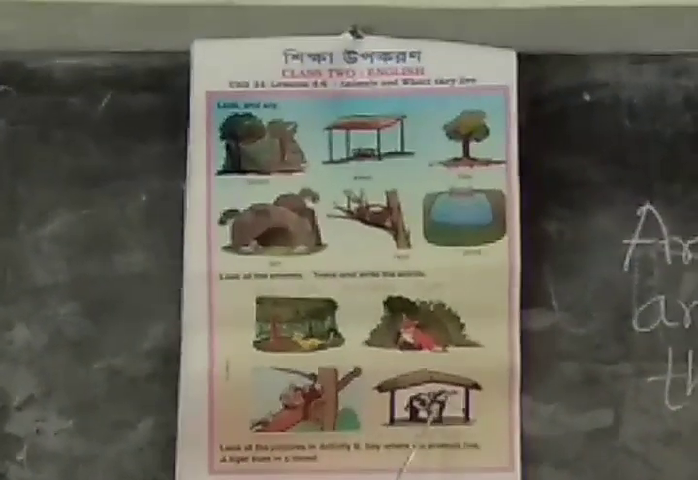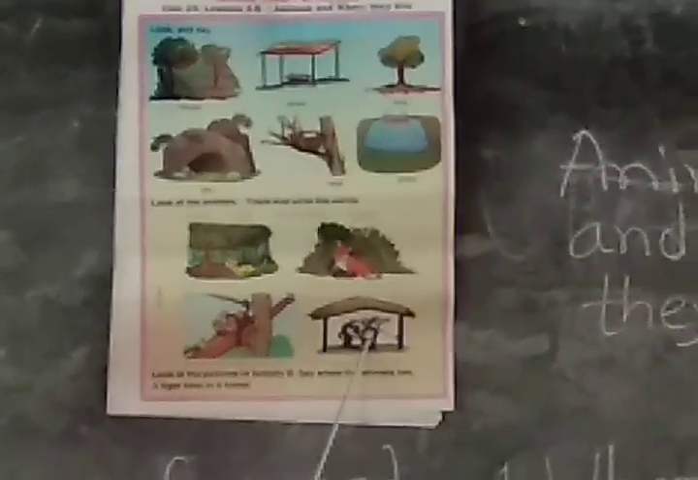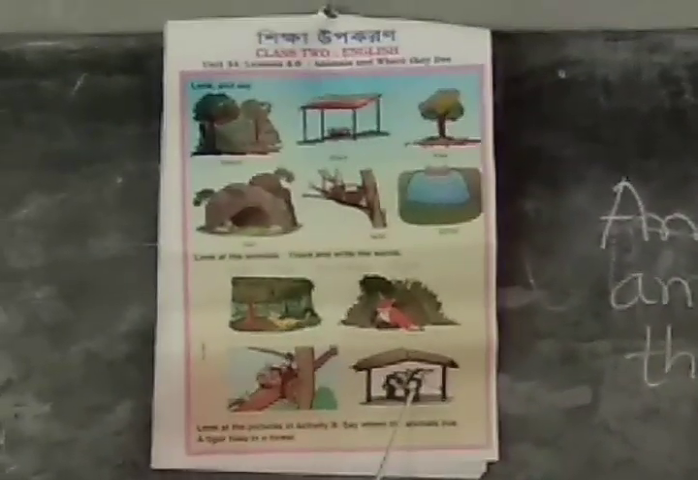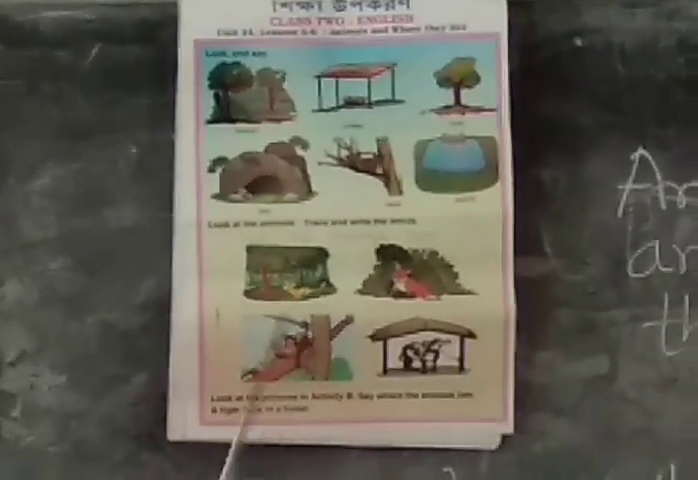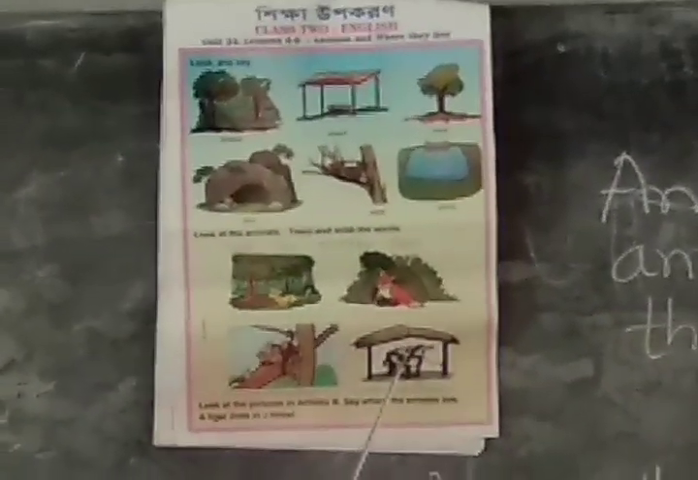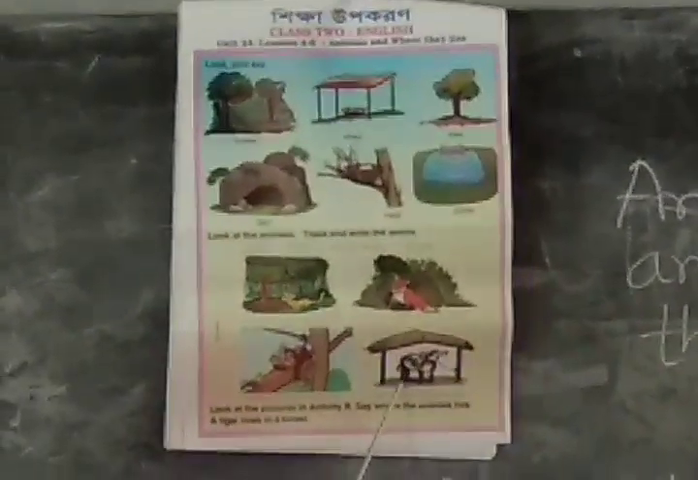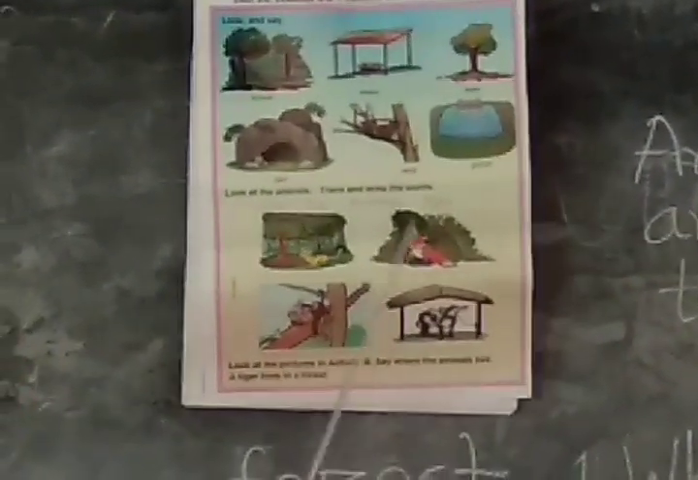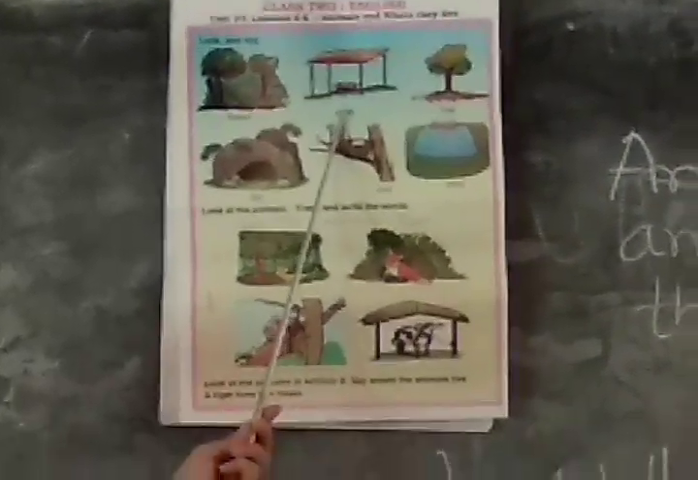What animal is it? Do you know what animal is it? The cow lives in the shed. Very good. Clap for Atoshi. What animal is it? Cow. Cow. The cow lives in a shed. Shed. The cow lives in a shed.